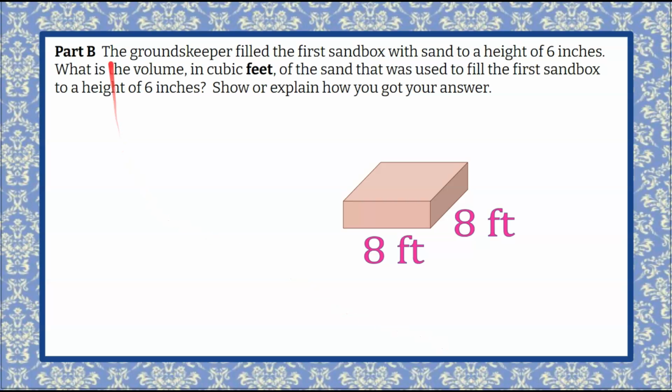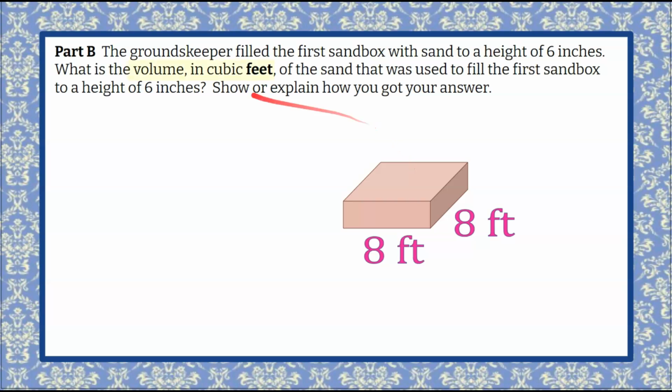Part B. The groundskeeper filled the first sandbox with sand to a height of 6 inches. What is the volume in cubic feet of the sand that was used to fill the first sandbox to a height of 6 inches? And we need to show or explain how we get our answer. So I brought forth our image of our sandbox with our side lengths of 8 feet from part A. So here's where you pause, use the information given for part B along with part A, and solve. Then come back and hit play to see my solution.